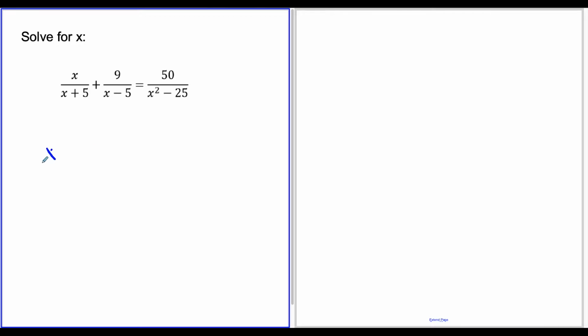So we're starting with this equation here, and I'm going to write this out. We have x over x plus 5, and I'm going to leave a little space, plus 9 over x minus 5. And I'm going to leave another little space. We have equals 50 over x squared minus 25.